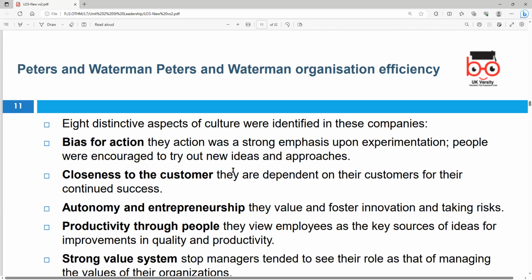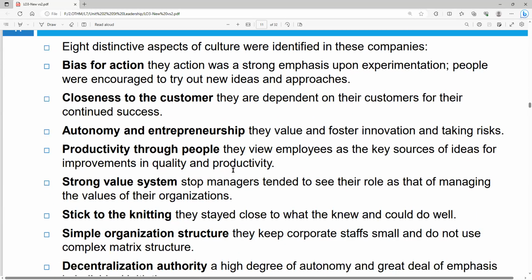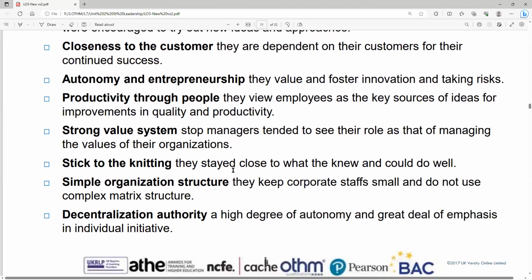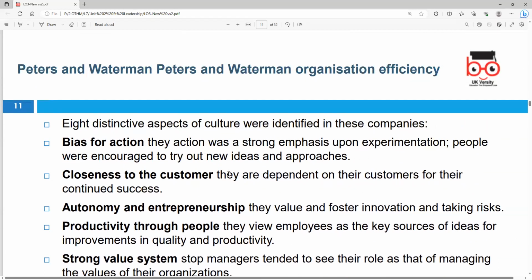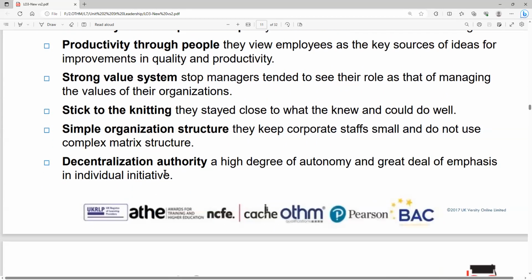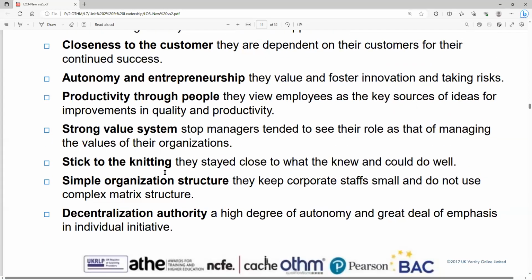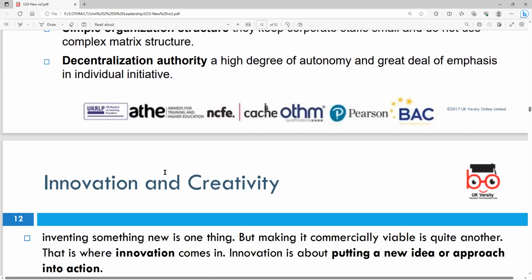Closeness to the customer, autonomy, productivity through people, a strong value system, simple organizational culture, decentralization. All these elements, there are 8 elements they talk about on culture, are identified in terms of organizational efficiency. These are the elements they determine in terms of effectiveness and efficiency.